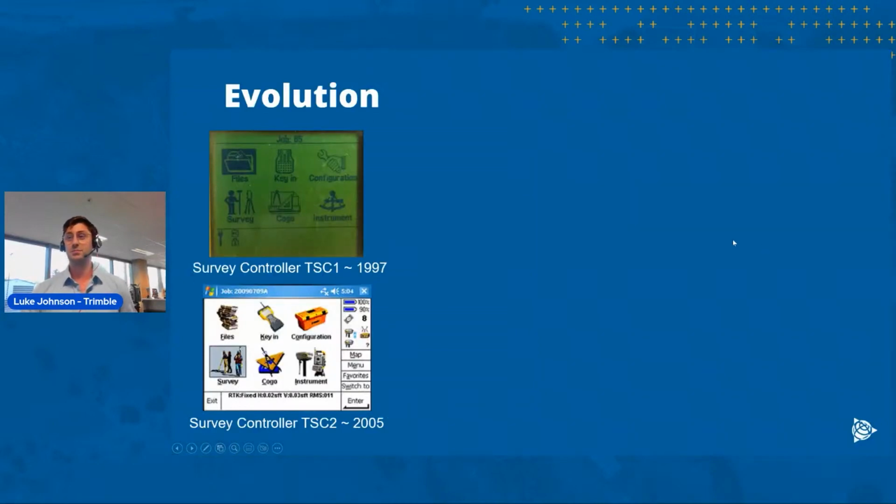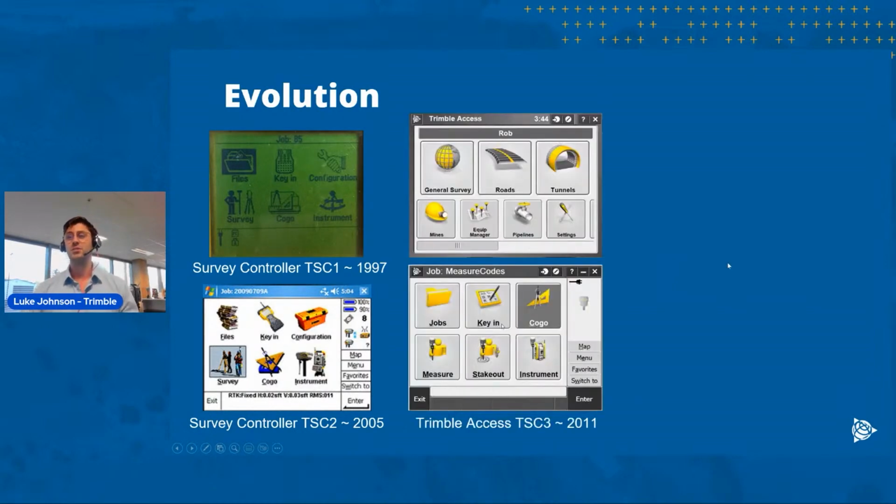The Trimble Access application has evolved a lot over the years. It started out in 1997 with Survey Controller running on the TSC1. You can see there's no color. We then moved to the Survey Controller TSC2, where we upgraded it to involve color. In 2011, we moved to the TSC3 platform, and we had a whole new redesign. That was when Trimble Access began.